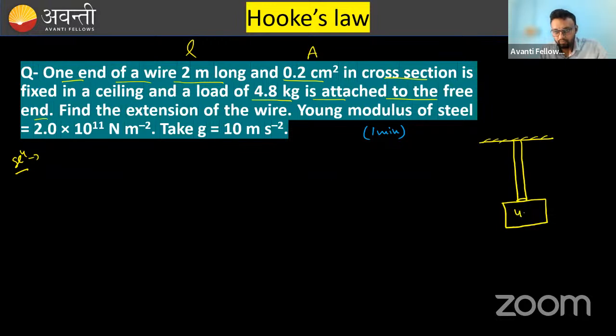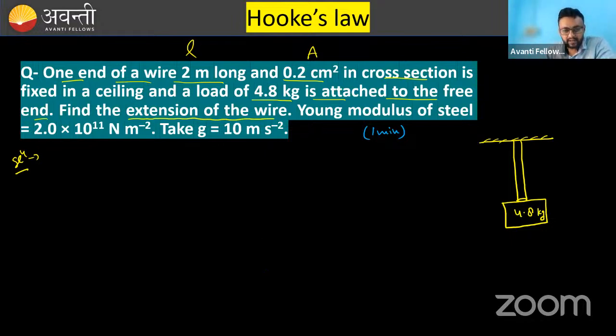A load of 4.8 kg is attached to the free end. So this is the simple idea: there is a wire attached to a ceiling and this load is attached to it. Now find the extension of the wire. Extension of the wire means they are asking about delta L.